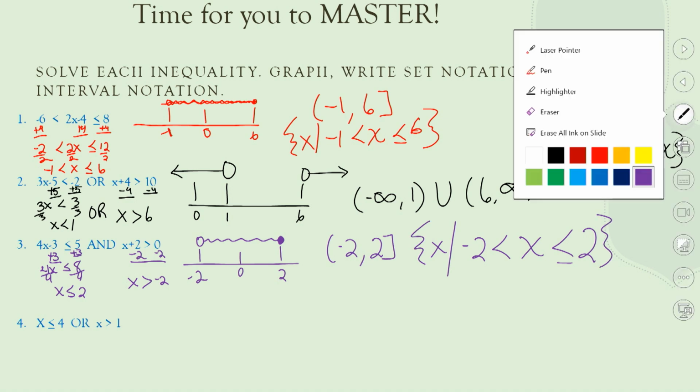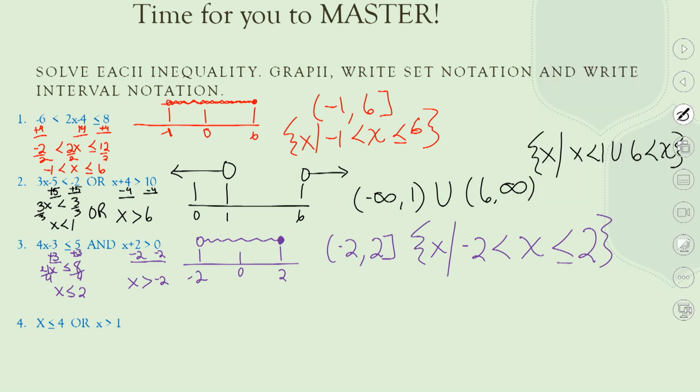All right, last one. Let's do orange. Well, it's already there, so let's go ahead and graph it. I have 0, I have 1, and I have 4. X's are smaller than or equal to 4, and I have a closed circle. And then I have X's are bigger than 1, so I have an open circle.